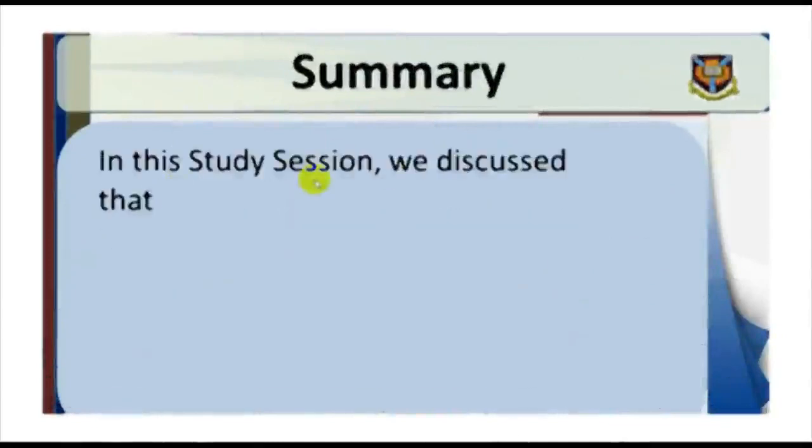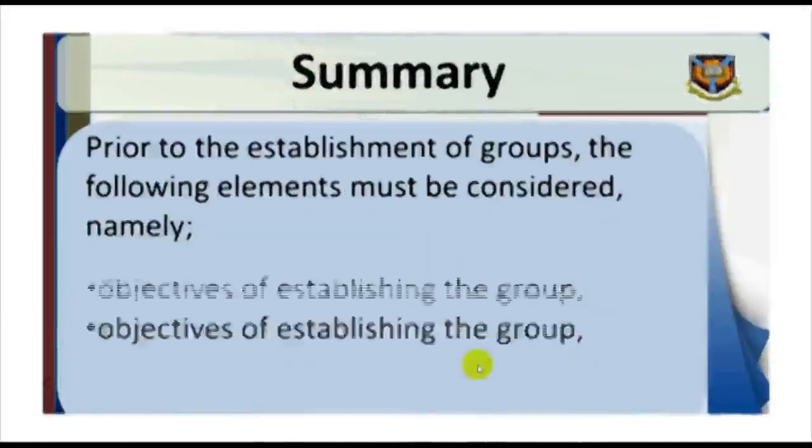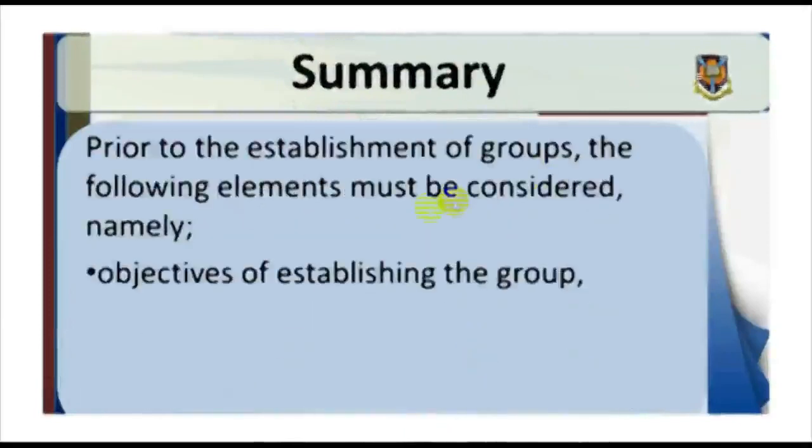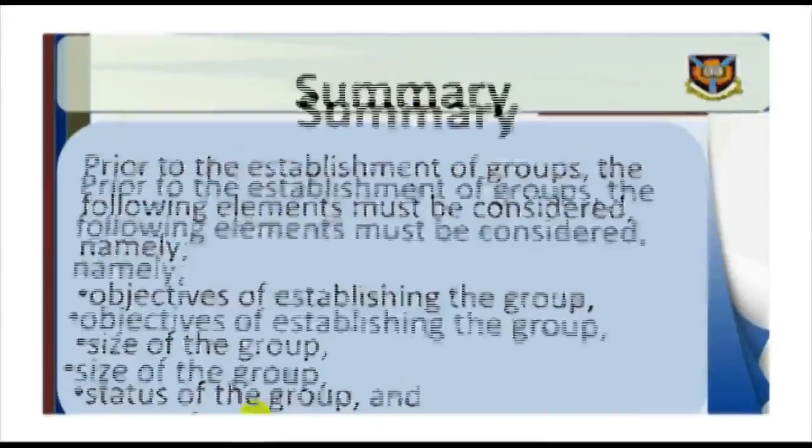Study session summary. In this study session, we discussed that the process of establishing and conducting a group varies significantly on the type of group and the specific purposes to be achieved. Prior to the establishment of groups, we noted that the following elements must be considered, namely, the objective of establishing the group, size of the group, status of the group, and duration of the group.